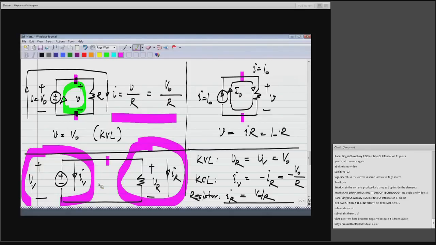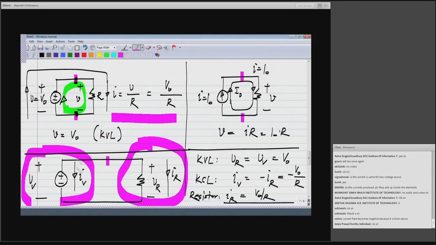In case of a resistor, it says that if you have VR defined like this and IR defined like that, VR will be IR times R, okay. That is Ohm's law. Similarly, for a voltage source, it says that if I have VV like this and IV defined like that, VV will be some fixed value V naught and IV can be anything, either positive or negative. Okay? So, I have used the uniform convention.